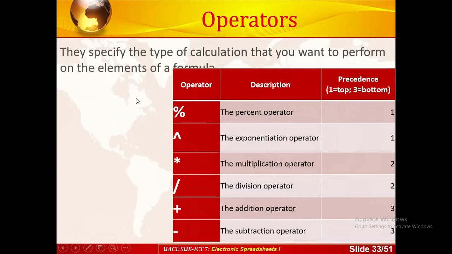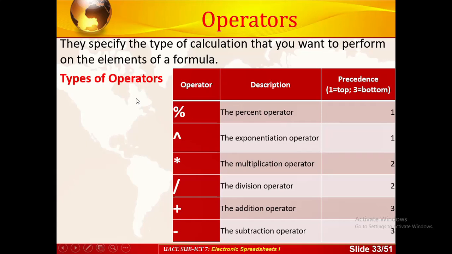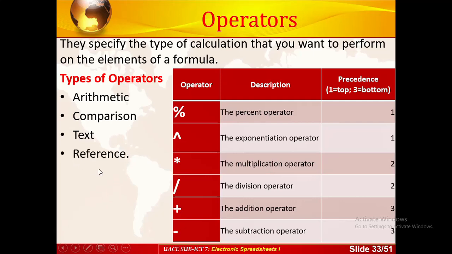Then there are some operators which you use when you are making calculations. They specify the type of calculation that you want to perform on the elements of a formula. Those are what we call operators. We have arithmetic operators, comparison operators, text operators or concatenation, and reference operators.